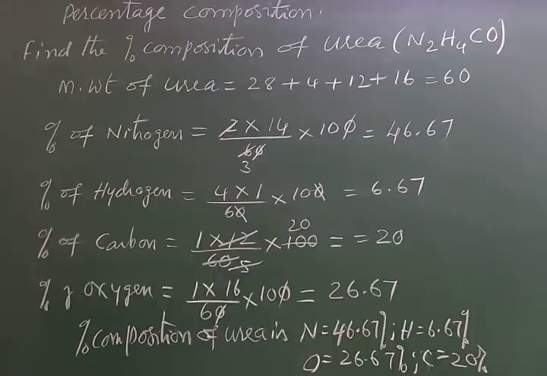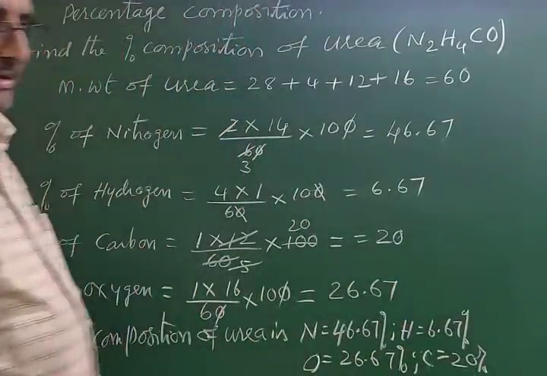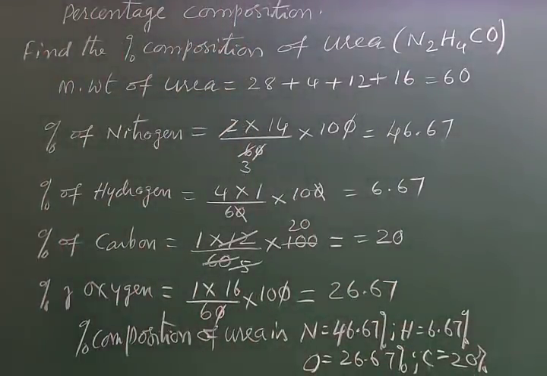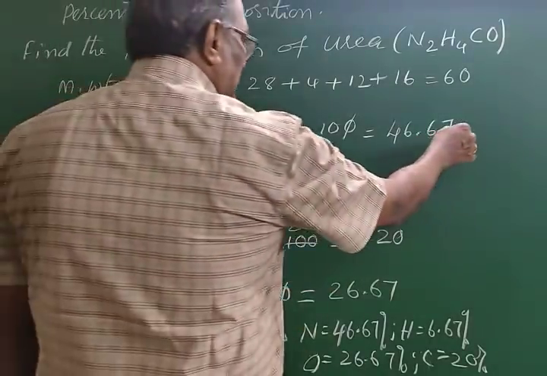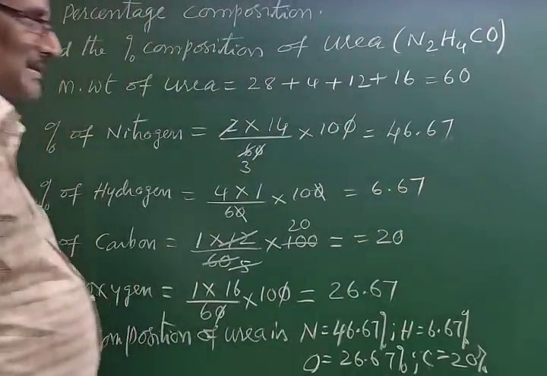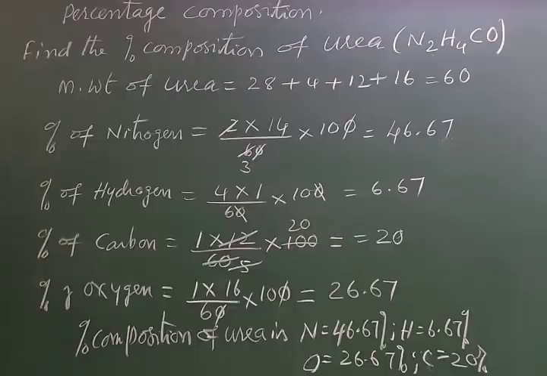That is equal to 100.01. The total will be 100.01. The excess is because we rounded this to the second decimal place, and we got 100.01. So in this way, the percentage composition of any compound can be calculated.